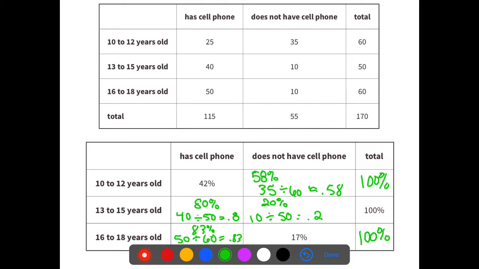And then for the questions, the columns are not percentages of the same number, so you can't add them. The percentages in any given column are not likely to add up to 100%. And yes, there is an association between the age and cell phone use. A much higher percentage of children from 13 to 18 years old have cell phones than children from 10 to 12 years old do.